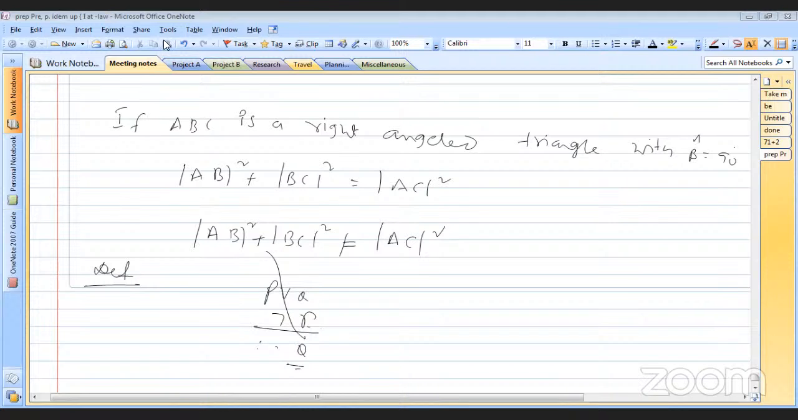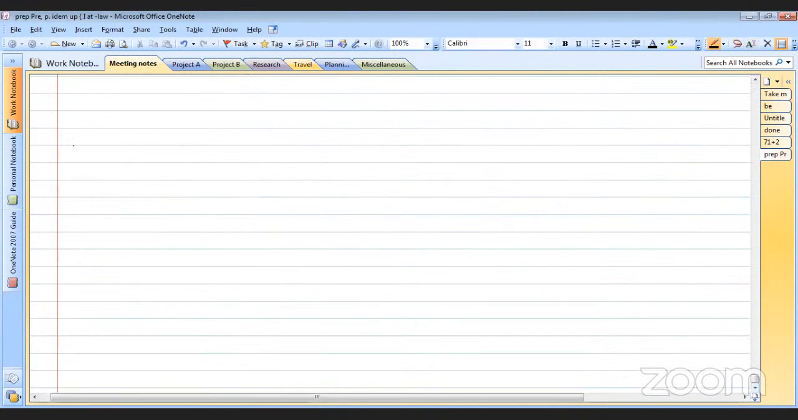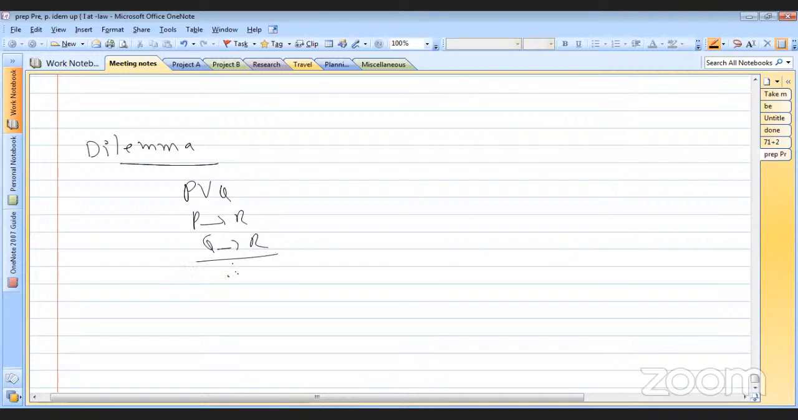So this is Q. Another one, dilemma. You can learn here dilemma. You can write here P or Q, P implies R, then Q implies R, therefore R. So therefore we can write that this is a dilemma.